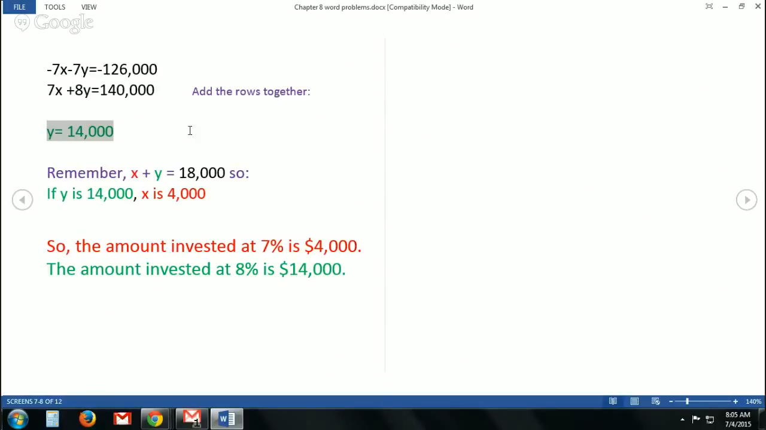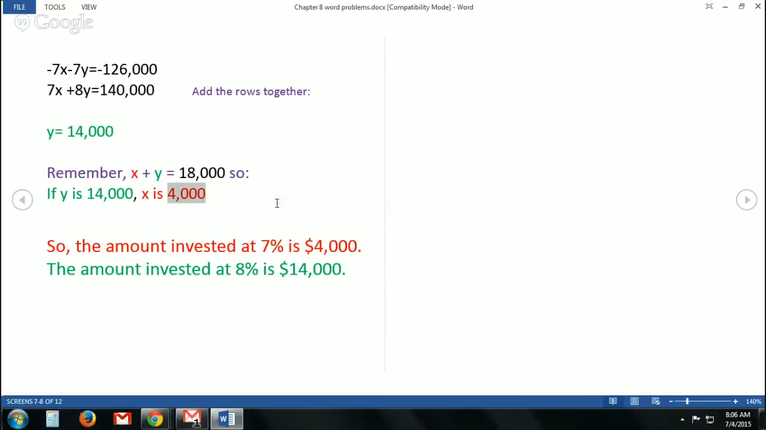Now, I needed to know both of the account values, though. We've only so far figured out the 8% amount. I still need to figure out the 7% amount. Remember, one of our equations said x plus y equals 18,000. If I know that y is 14,000, put 14,000 in here. X plus 14,000 equals 18,000. If you subtract 14,000 from both sides, looks like X is 4,000. So the amount that we invested at 7% is 4,000.